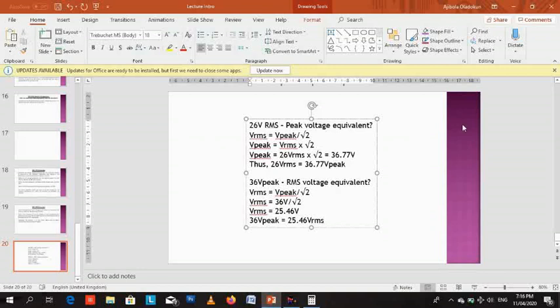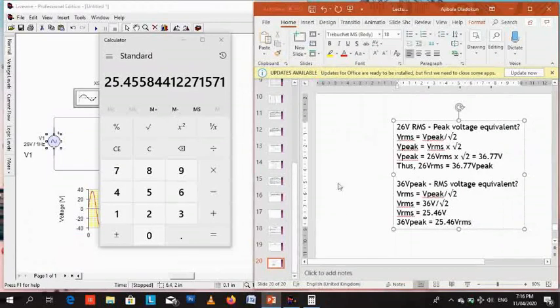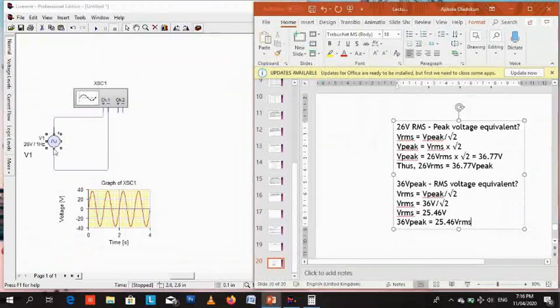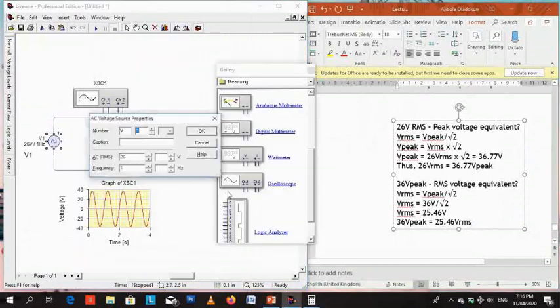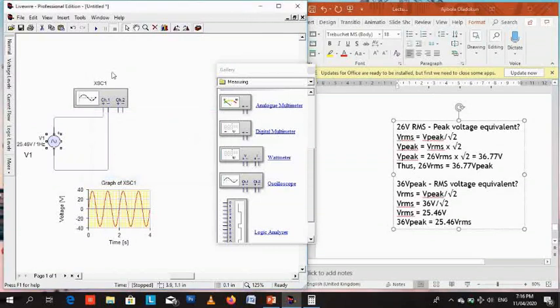So let's minimize this. Right click, properties. The only option we have here is RMS voltage. There's no V peak option here, so we have to fill in the RMS voltage, which is 25.46 volts. We can leave the frequency at 1 hertz for now. We don't need to worry about frequency. So we feed that in, and then if you plot the graph, you see that the peak doesn't get to 40 volts.